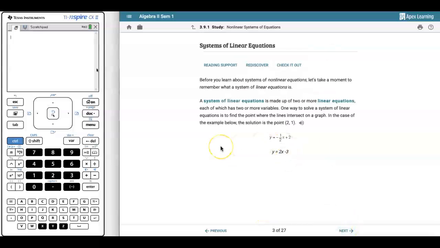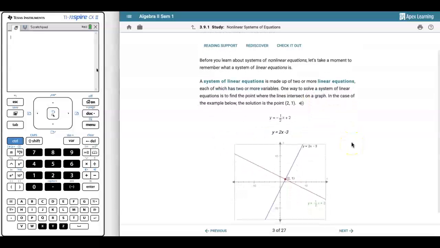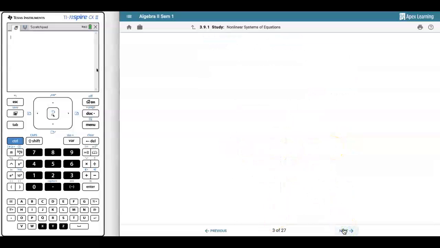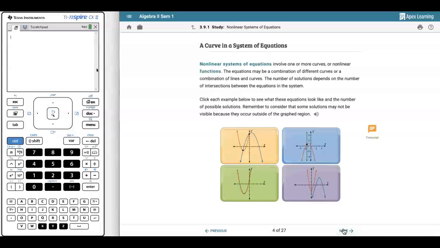Now, with the system of linear equations that we already did, when we were looking at that, we had two or more linear equations, and we could solve them by looking for their point of intersection. Right, so graphically, what we could do is plot the two lines and look for that intersection point. We also figured out that we could solve for them mathematically, and that's what we're going to look at here.